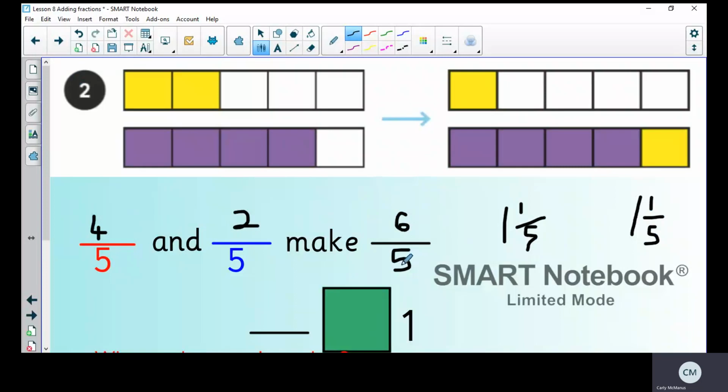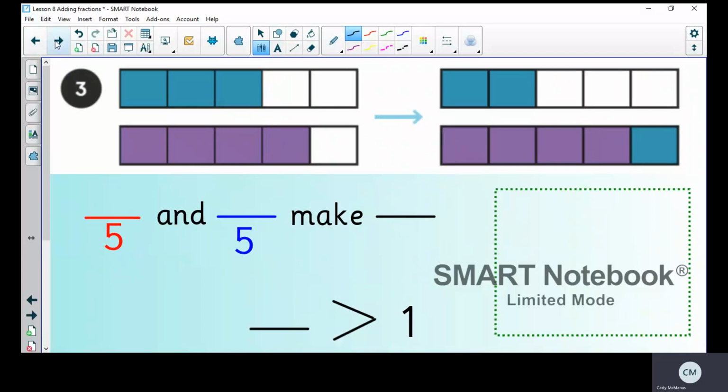And the way you do that is, how many of the denominator go into the numerator? Well, that's 1. And how many is left over? 1. And then the denominator stays the same. Okay, let's do a few more examples because I don't want to confuse you.